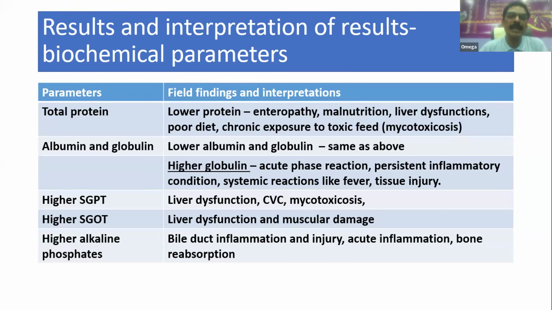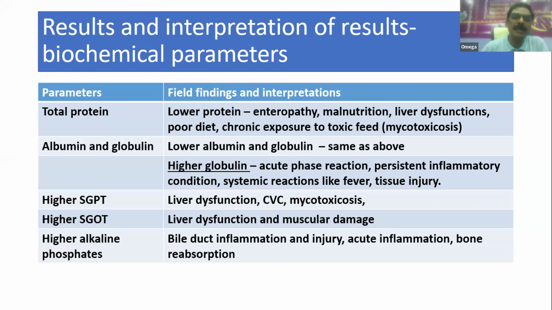Similarly, albumin and globulin counts will be seen less in the same kinds of conditions. Then higher globulin levels are generally observed in the acute phase reaction, whenever there is acute inflammation, acute mastitis, fever, persistent inflammatory conditions, abscess, or metritis. In all these conditions, we get a higher albumin and globulin ratio, and that is an indication of some injury or inflammatory reaction in the body.